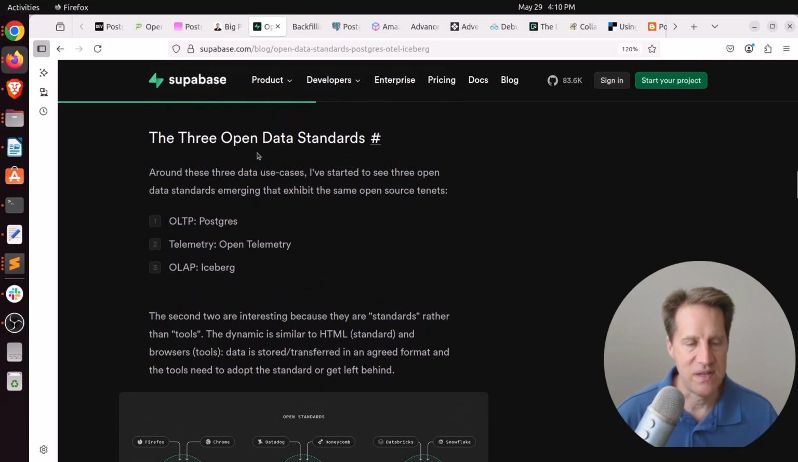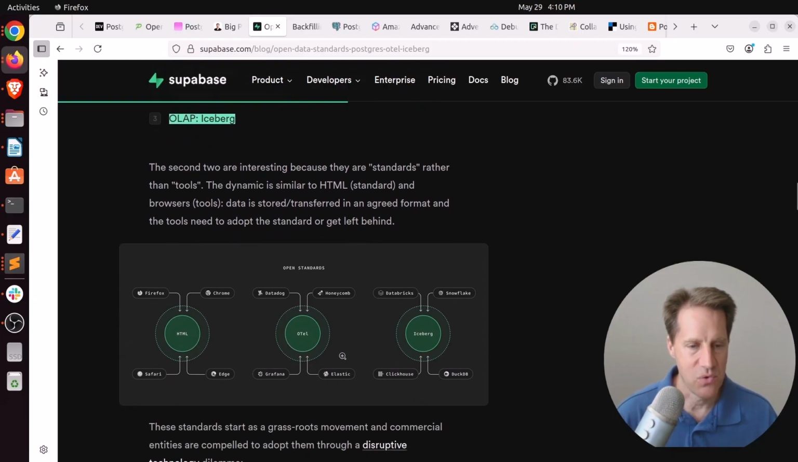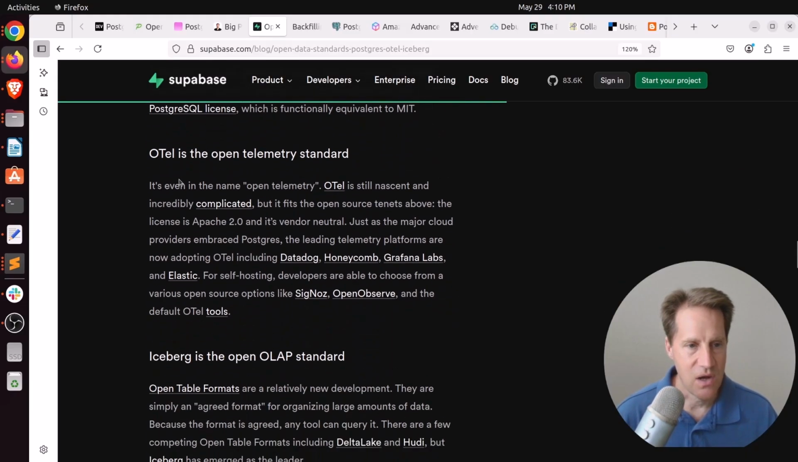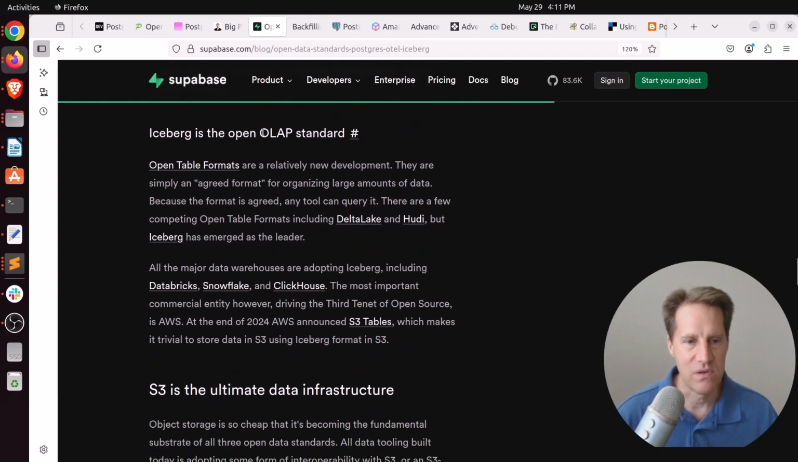And he looks at three open data standards, he says. OLTP is Postgres nowadays usually. In terms of telemetry, that's the Open Telemetry standard. And in terms of OLAP, it's the Iceberg standard. And you can see how multiple organizations are using the OTel standard, from Datadog to Honeycomb to Grafana and Elastic. And multiple organizations are using the Iceberg OLAP or data warehouse standard, in terms of Databricks, Snowflake, ClickHouse, and DuckDB. And he says it explicitly right here. Postgres is the Open OLTP standard. OTel is the Open Telemetry standard, which is basically in the name. And then Iceberg is the Open OLAP standard.